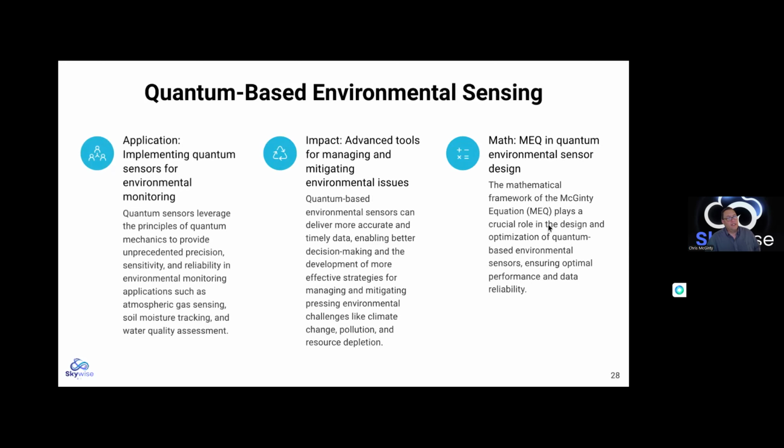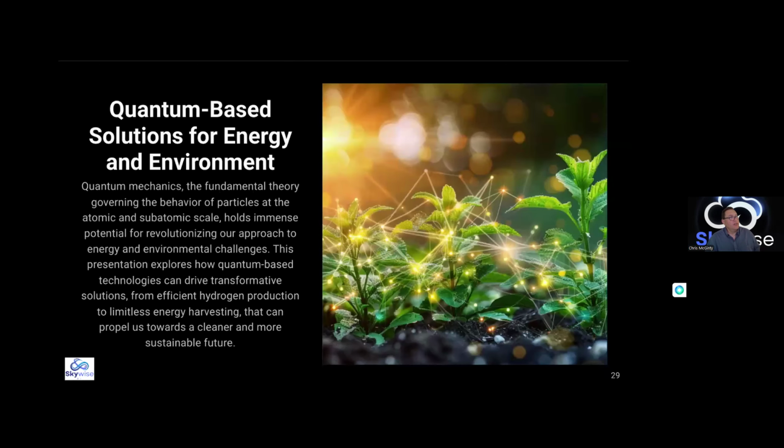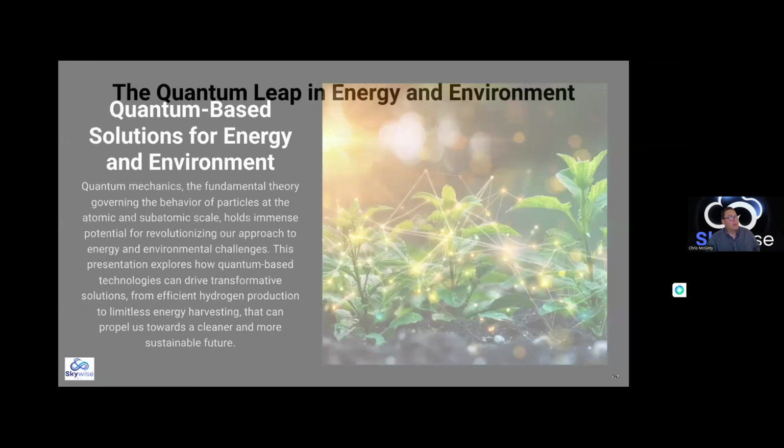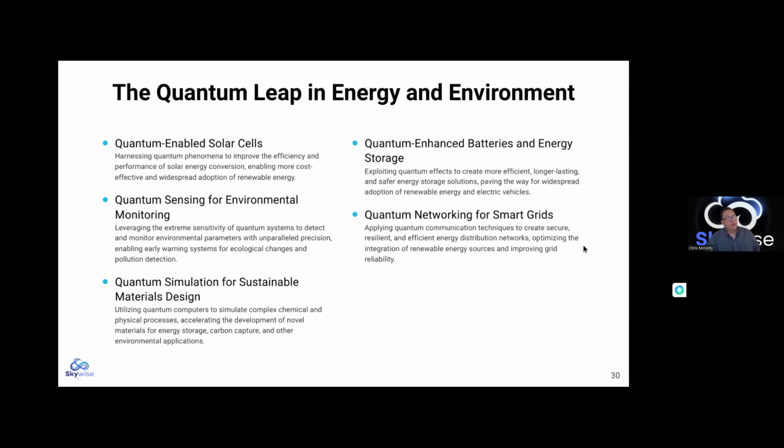Environmental sensing is big. This is really going to help with our control of the climate, or not control of the climate, but understanding the changes in our climate and understanding if what we're doing is having an effect and a good effect, and then making changes based on real environmental data, in real time around the world. We also have, again, talking about how we're going to use energy, limitless energy harvesting, solar cells, batteries and energy, smart grids.